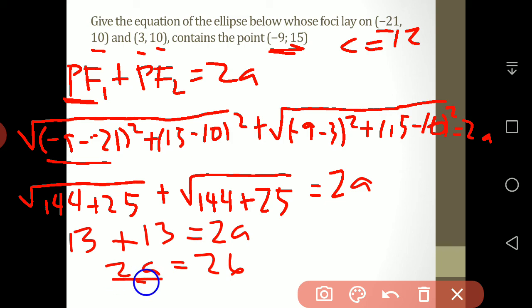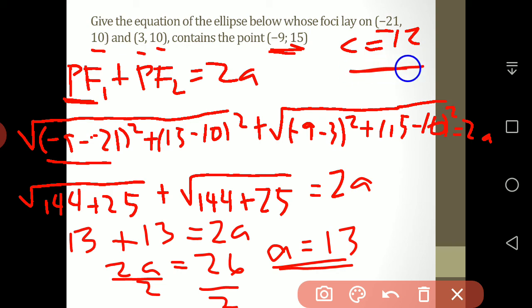So we divide both sides by 2. A now will be equal to 13. So once we get A and we get C, we can get B. So B here will be equal to 5. Since we already know A, B, and C as well as the center, and our center again is at (-9, 10), we can now give the equation.